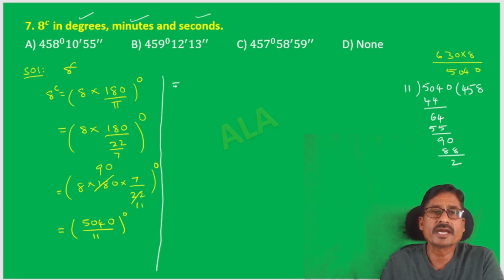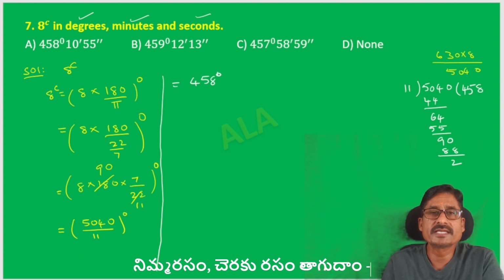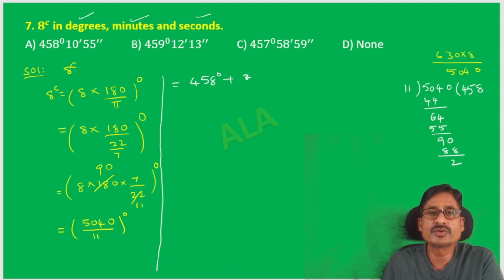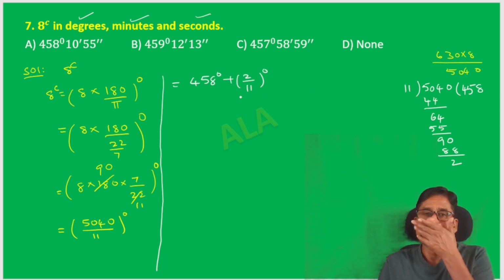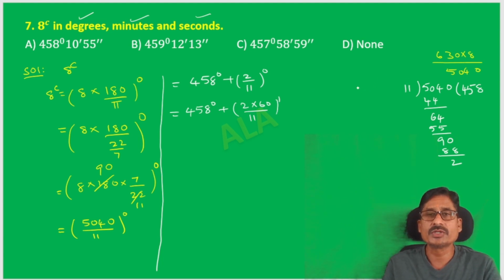Now that is equal to what we write? 458 complete degrees are there, plus what is the fraction there? 2 by 11 degrees are there. So here this 2 by 11 is not a complete degree. Then we convert into minutes. Minutes means we have to multiply by 60 here. 458 degrees plus 2 into 60 by 11. These are now minutes. 2 into 60 what? 120. 120 divided by 11.